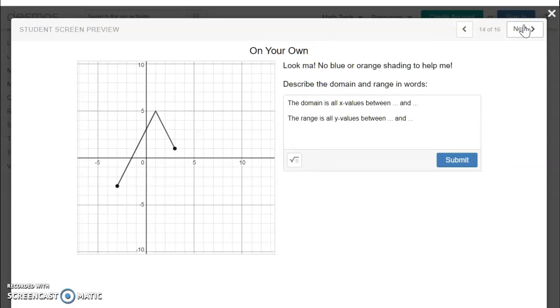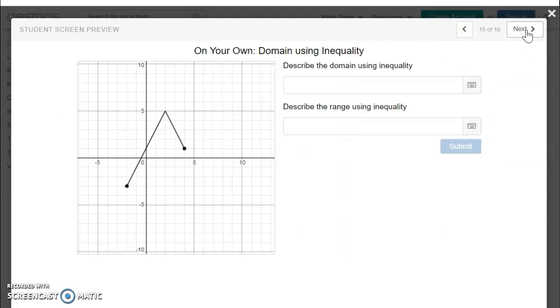The next 3 cards, I want you to do this on your own. This time you're doing it without those shading things. See if you can just picture where the graph begins, where it ends. What is the domain? And what is the range? Can you try the next 3 slides on your own, please? And I am going to be having a look at your slides to see how you went.